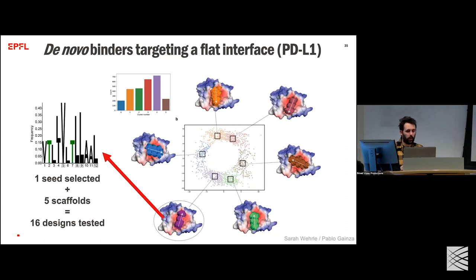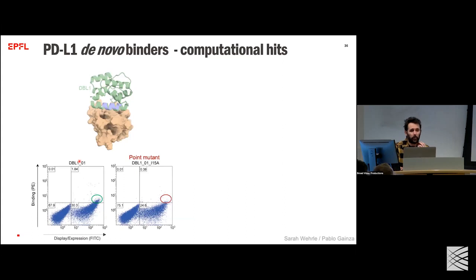We select one of them. We also start to see that this motif search comes with some sort of sequence preference as well. So there is convergence both at the structural level as well as at the sequence level, which is good. Again, we do a few designs. In this case, I think we did around 60. And again, what we observe is basically this very residual binding signal.